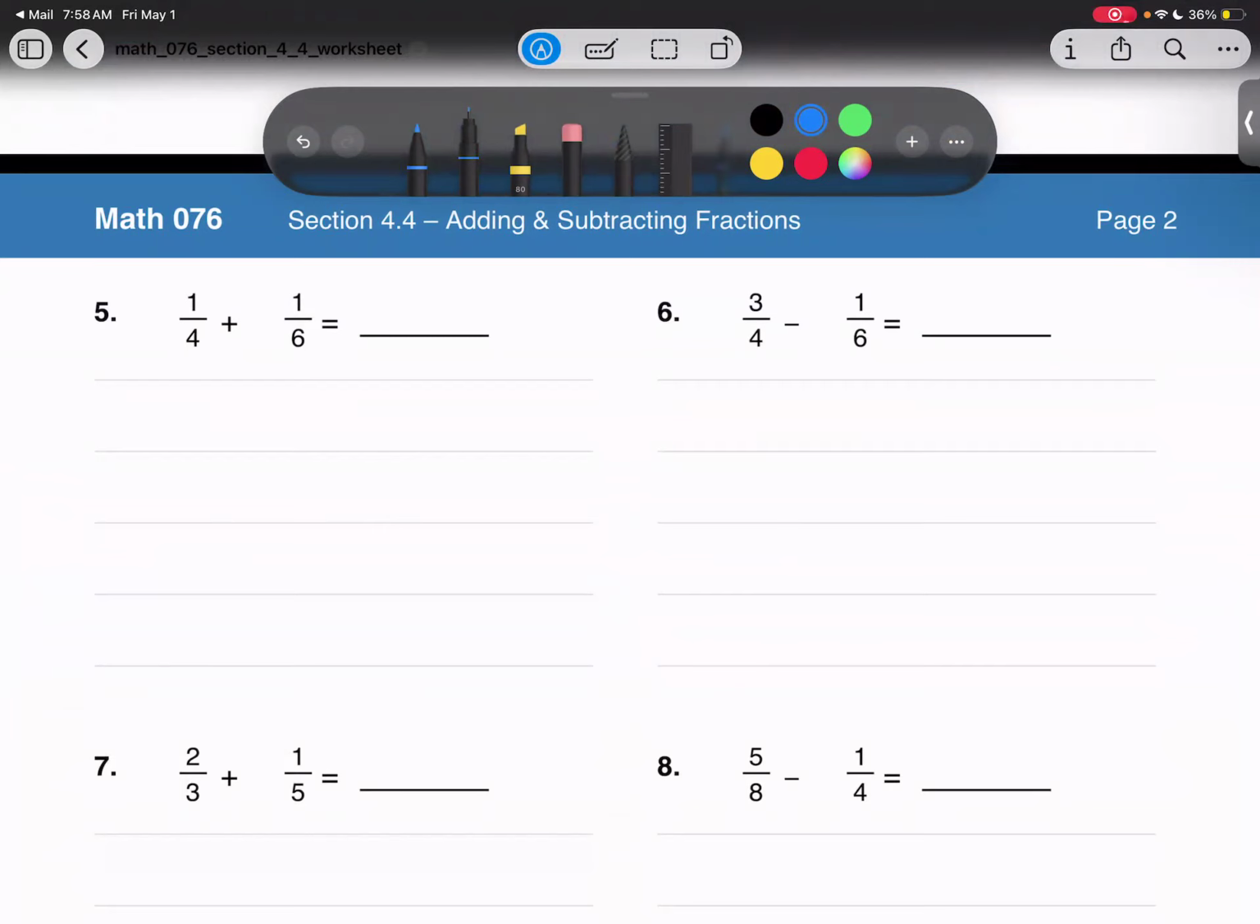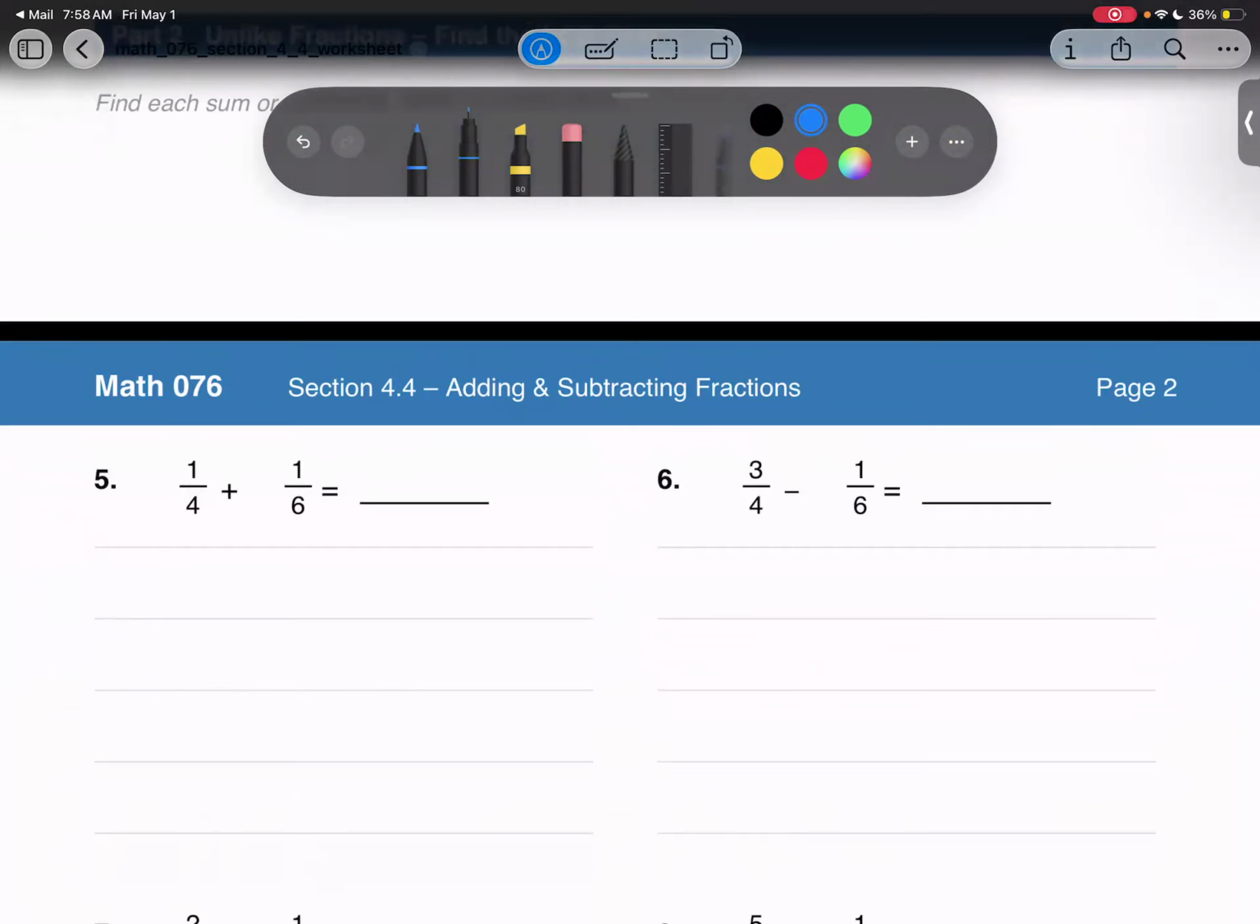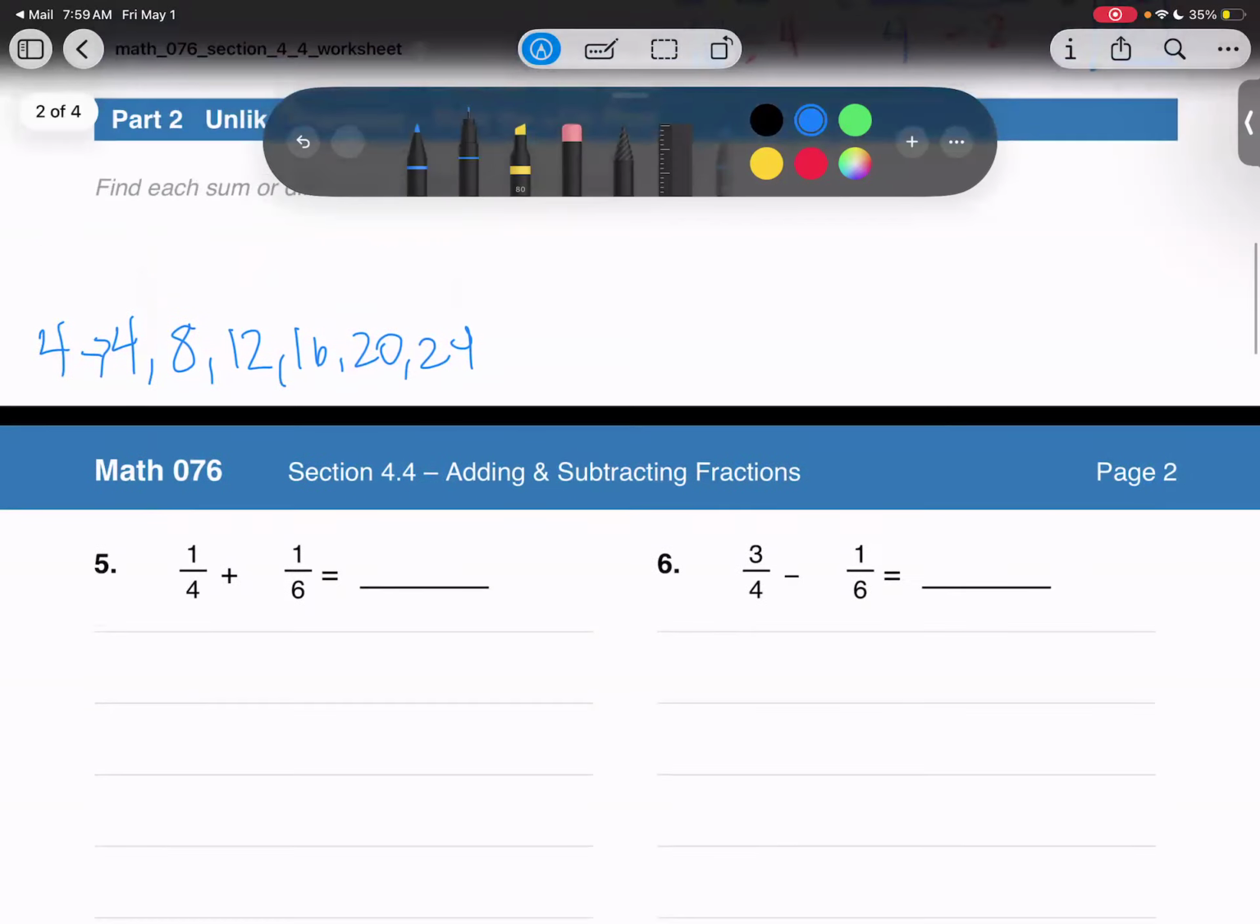So I'm going to write up here, when I multiply out 4 on the times table like that: 4, 8, 12, 16, 20, 24. So that's my 4's. So 4 times 1 is 4, 4 times 2 is 8, 4 times 3 is 12, etc. This was 4. And then 6. What am I multiplying out of 6? I've got 6, 12, 18, 24.